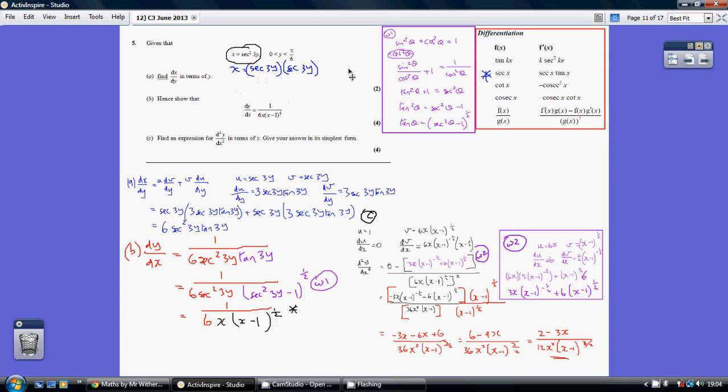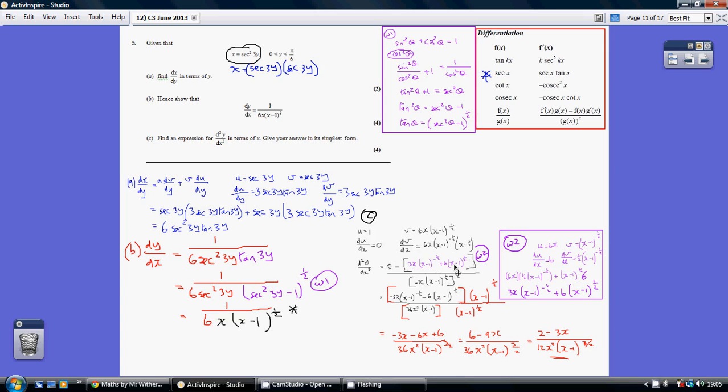Now for part C, we've got to take a second differential, so we need to differentiate this. This is a division, so we use the quotient rule. u is 1, v is the denominator. du/dx is 0, so that means that when we do our v du/dx minus u dv/dx all over v squared, our first term on the numerator doesn't exist. And so our numerator fully comprises the second bit, so not the v du/dx, but the minus u dv/dx. u is 1, so it's all about the dv/dx.